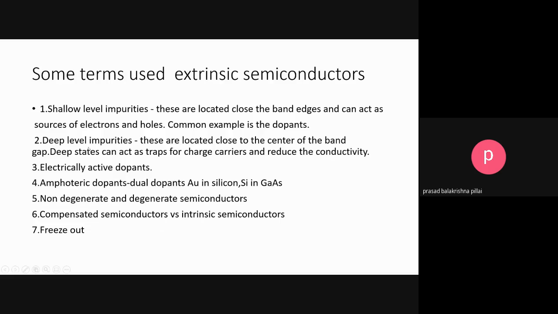Whereas deep level impurities create levels very close to the center of the band gap, or deep states. So they very often act as, as we'll see again, it is very important in PN junction devices to control the lifetime of the minority carriers. So they can act as traps. When we discuss BJT or PN junction devices, these things become important. So they can act as traps for charge carriers and reduce the conductivity, or very often we use it for controlling the lifetime. So these are the two kinds.